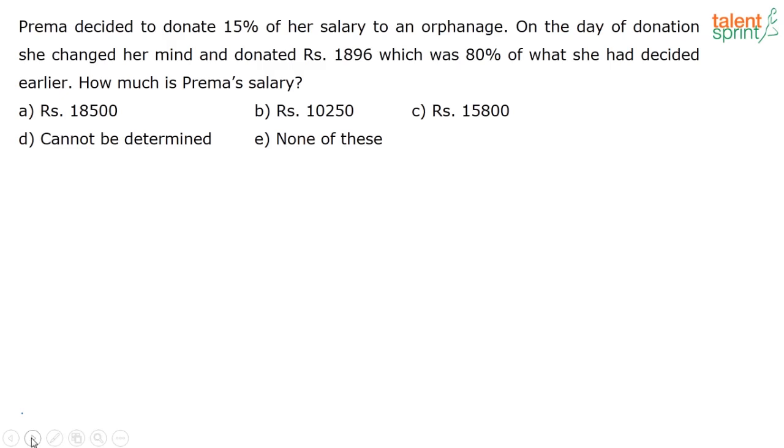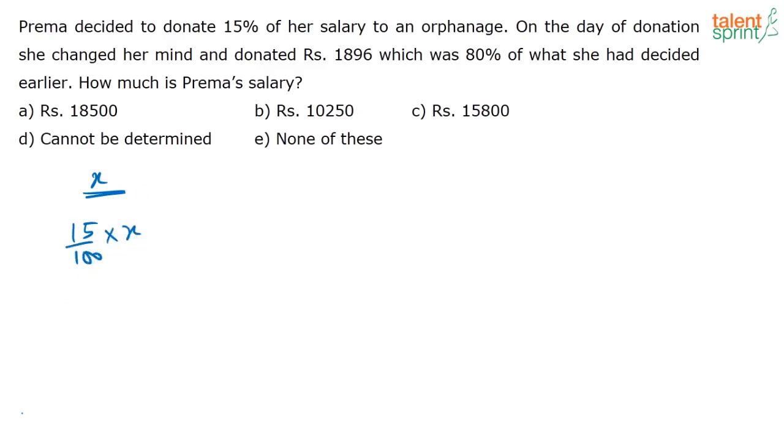Prema decided to donate 15% of her salary to an orphanage. On the day of donation, she changed her mind and donated rupees 1896, which was 80% of what she had decided earlier. How much is Prema's salary? So let us assume that Prema's salary, let that be x. Now, what has she decided? I will give 15% of my salary. So she has decided 15 by 100 of x, I am going to donate.